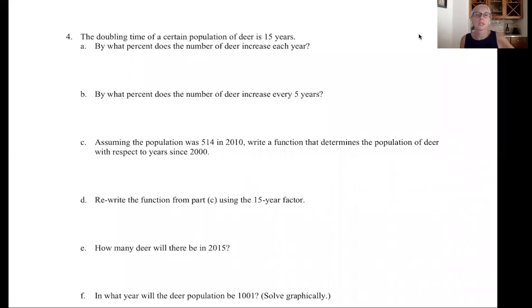Hi, I'm going to take the next few minutes to work through a problem that demonstrates exponential growth. I'm taking this problem from the homework set, problem number 4 in module number 7. It works with doubling time, and it says the doubling time of a certain population of deer is 15 years. That means every 15 years, no matter where we are, 15 years later we will have twice as many deer as we had before. So let's see what that looks like.